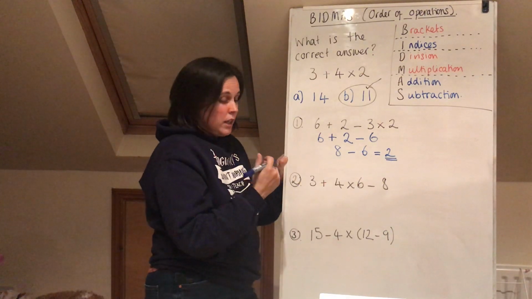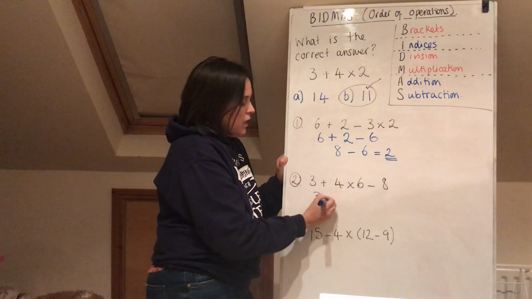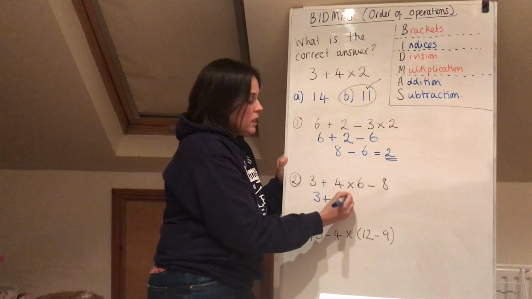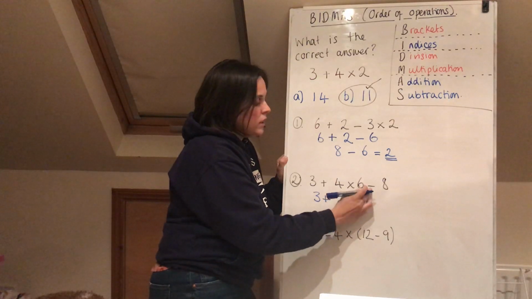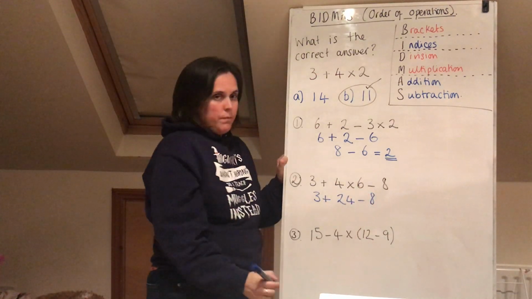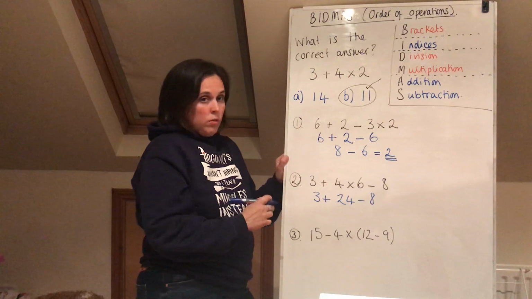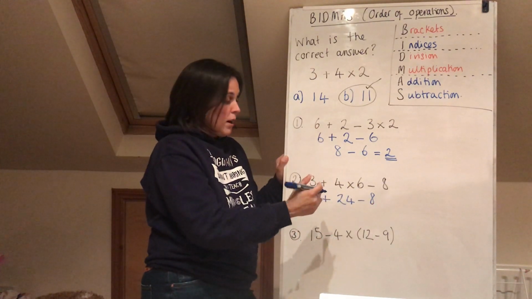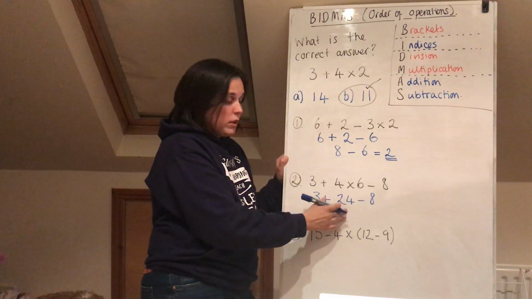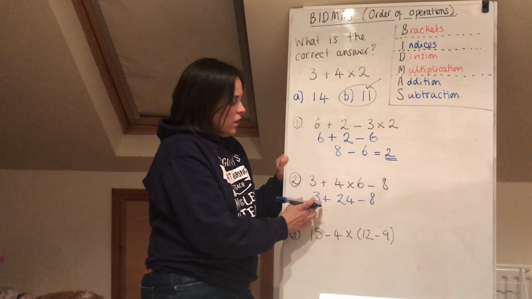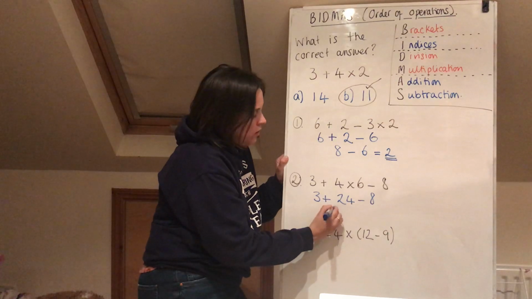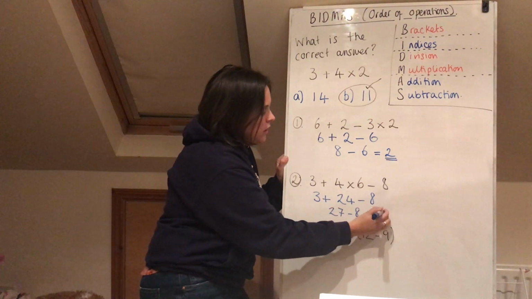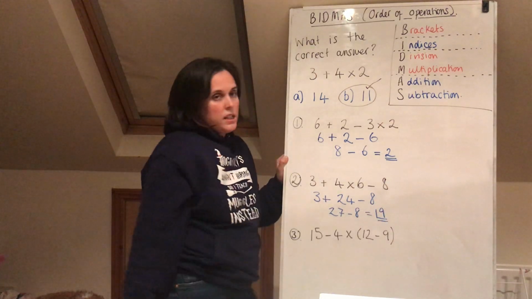So I'm going to write everything else down as it is. 3 plus, now I'm going to work that bit out. 4 times 6 is 24, take away 8, okay? And now I've just got addition and subtraction, so I can just work from left to right, but if you feel more comfortable doing 1 step at a time, then do that. 3 plus 24 is 27, take away 8, and the answer is 19.